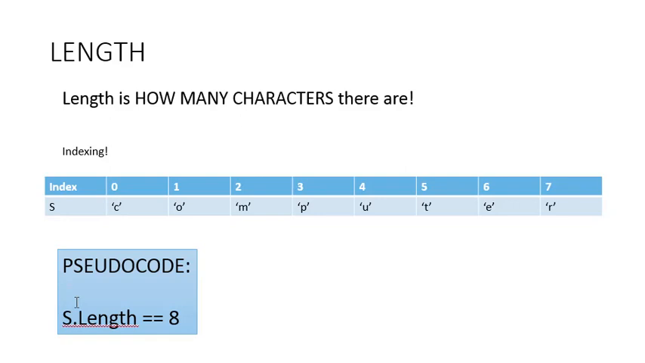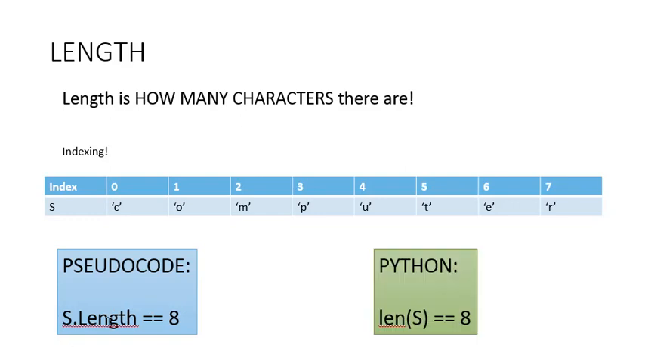So how I represent this in pseudocode is s.length, and that in turn will represent the length of the string s, in this case 8. Python doesn't use the method notation. Python has a function on its own, just like input is a function. This function returns an integer, takes a string as an argument or a parameter, and gives me back the value of how many characters there are in that string. So the length of s in this case will be 8.